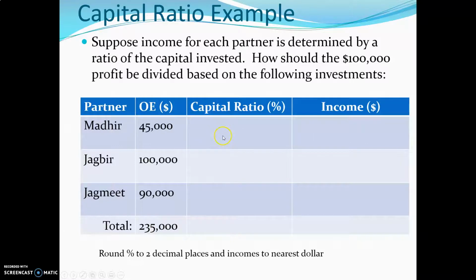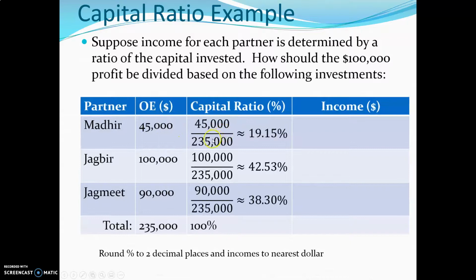What's this as a ratio or as a percentage? Well, 45,000 divided by 235,000 is 19.15%, and so on and so forth. So Jagmeet has a capital ratio of 38.3%.